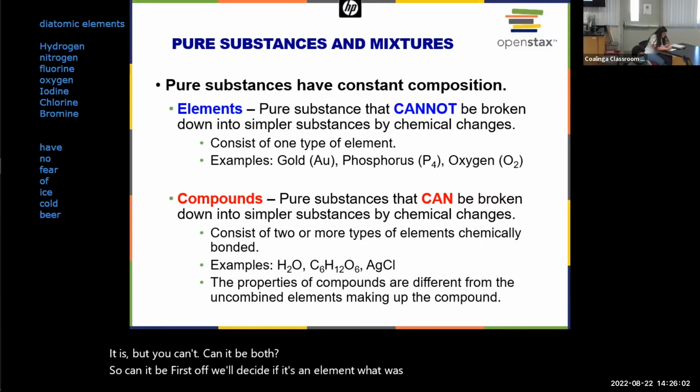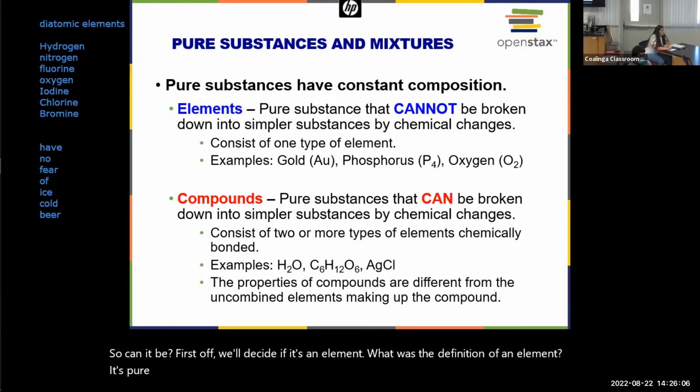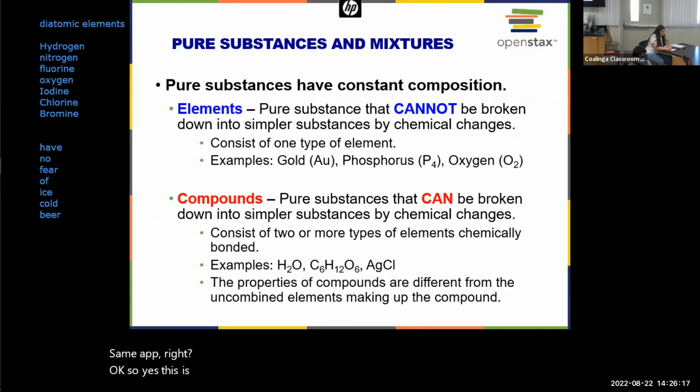What was the definition of an element? It's pure, right? Pure meaning, in this case, exactly the same. Okay, so yes, this is a pure. Sodium, is that an element? Sodium chloride, is that an element? No. Okay, and ozone.